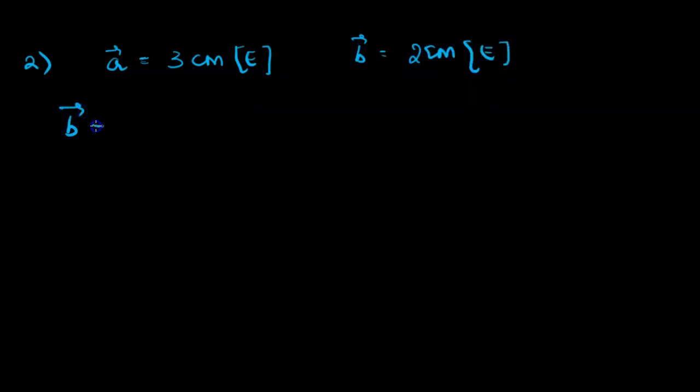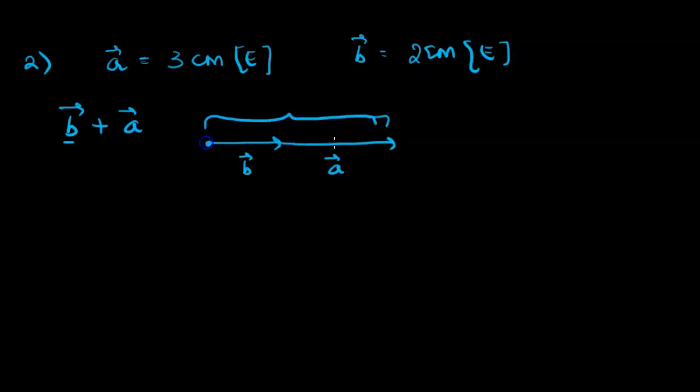Let's take up another example. If we're given the same vectors, A, 3 centimeters east, and vector B, 2 centimeters east, and now the question asks us to find B plus A. So we would draw vector B first. This is vector B. The head of vector B will be joined to the tail of vector A. So this is vector A, and this is the sum again, starting from the initial point to the final point, and that will be 2 plus 3, which is equal to 5 centimeters. Direction from initial to final is still east.